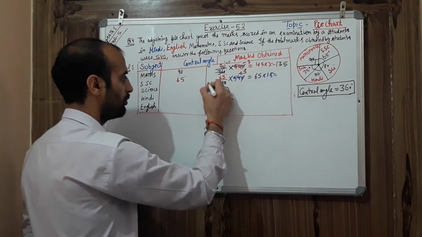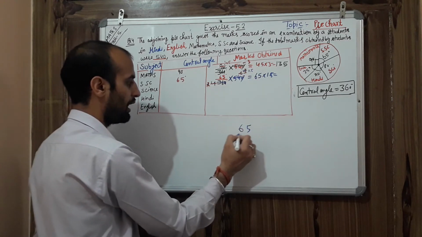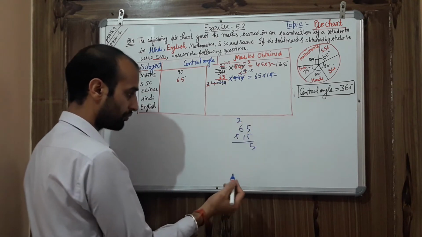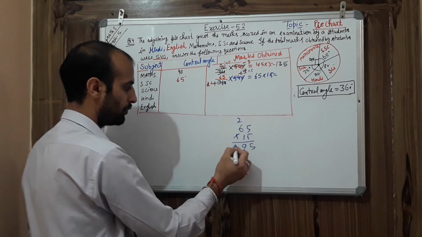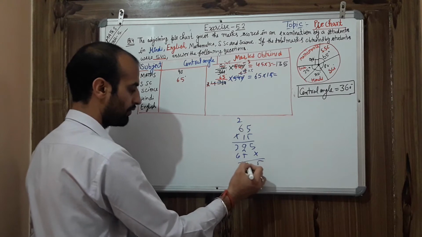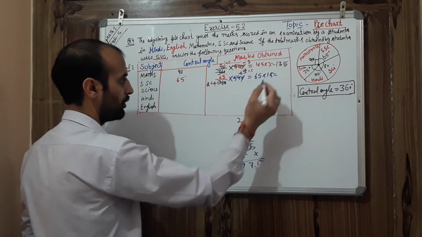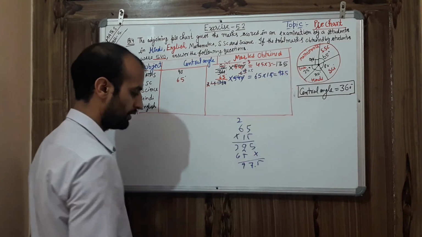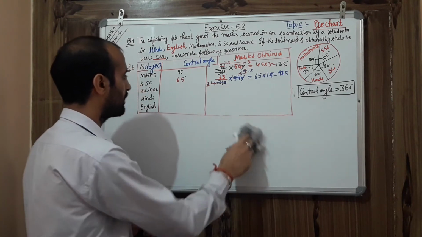How did I do it? You can cancel 2 with 3, it becomes 1.5. So now multiply 65 into 1.5. It becomes 5 fives are 25, carry 2, 5 sixes are 30, and carry 2, 32. Cross 65 as such, 5, so it becomes 97.5. In this way, we need to calculate all subjects.